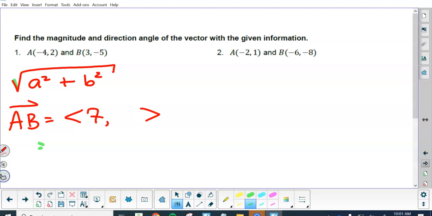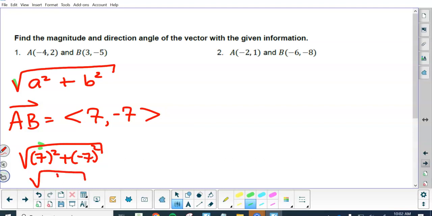What if it starts at +2? It goes down to -5. There's your component form. All we're going to do is square them and add them together and root it. So +7 squared plus -7 squared, that's going to be 49 plus 49. 49 plus 49 is 98. Okay.